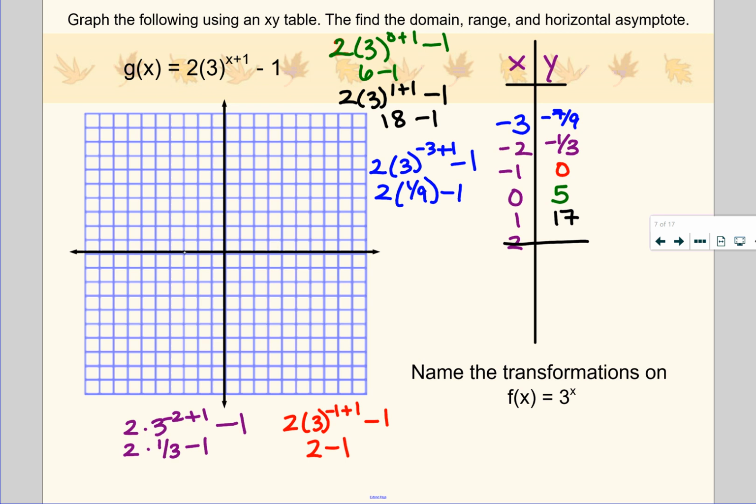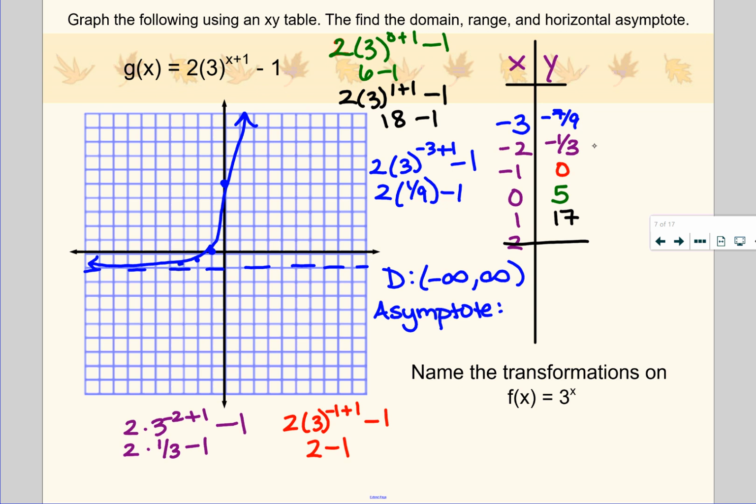Let's plot our points. -3, -7/9, -2, -1/3, -1, I'm at 0, 0, I'm at 5, and 1, I'm at 17. And there is my function. Now, if you wanted to name some properties here, you could name the domain. And domain you can name at the start, because remember, domain of these is always all real numbers. Next, I would name my asymptote, which is the line that your graph is getting close to but not touching. You can see that we are approaching -1, and you can see that in the table as well. We're getting closer and closer to -1 on those y values.